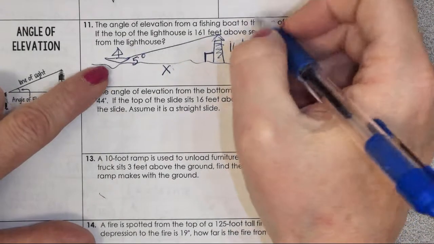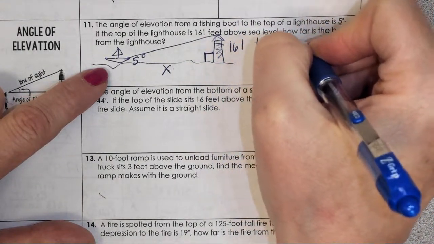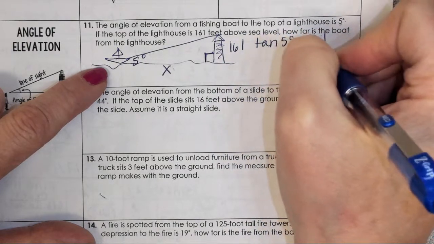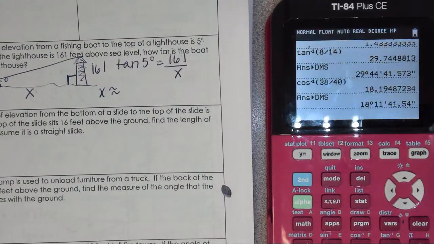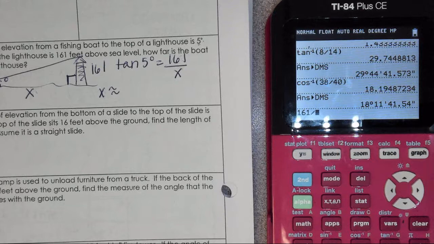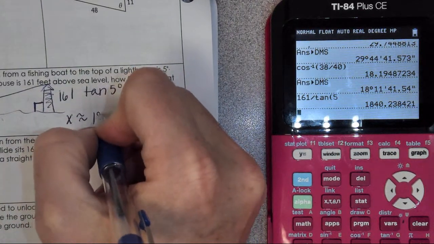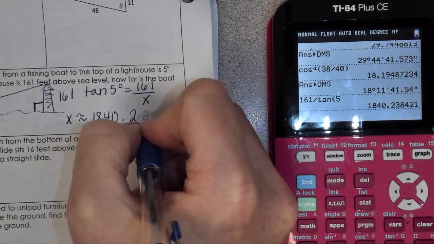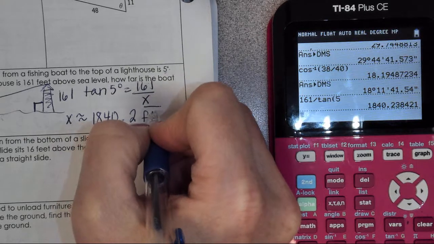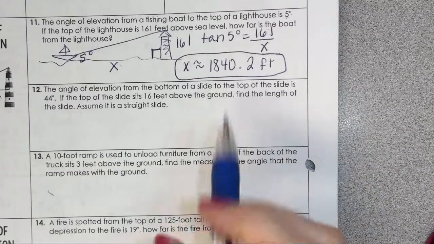Okay, so which trig function are we going to use? Tangent. So tangent of 5 degrees equals 161 over x. See if you can quickly type that in. So here's what I got.